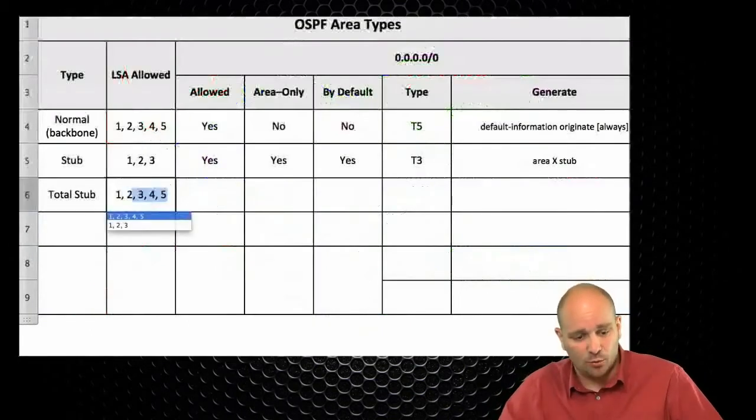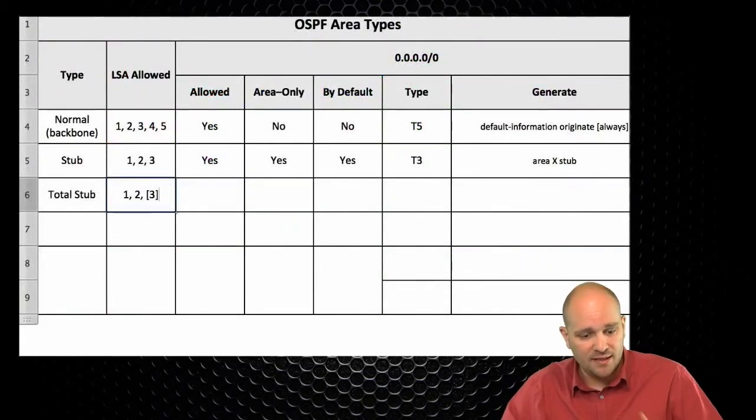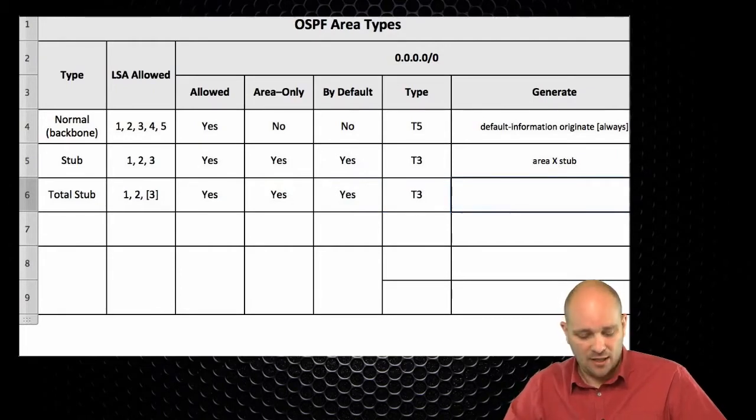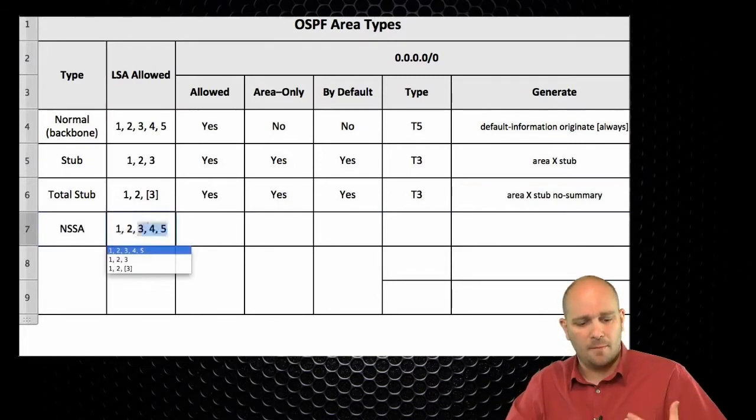So what is allowed in a total stub area are type 1, type 2 LSAs, and I'm just going to indicate here that some type 3s are actually allowed, and this is going to be the default route. The default route is allowed. You can inject it directly into the area. It is generated by default, and it will be a type 3 route. And the configuration is area X stub no summary.